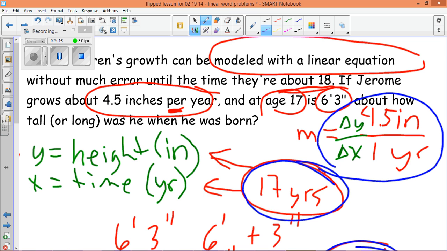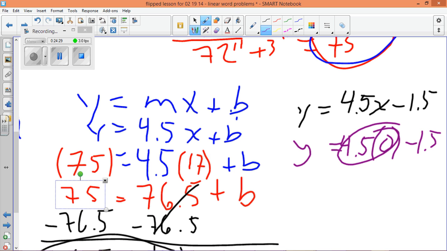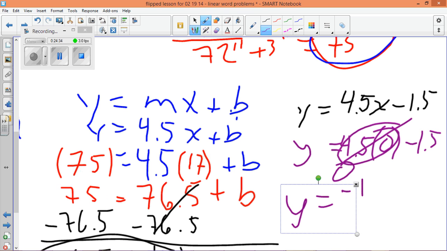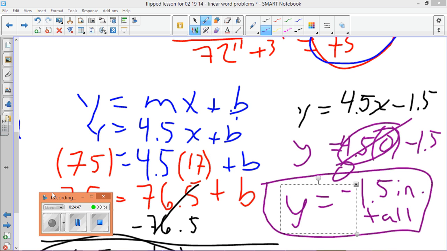Only one question here. How tall was he when he was born? Well, that's when x is 0. 4.5 times 0 minus 1.5 equals y. This whole thing is 0, and so Jerome must have been negative 1.5 inches tall. This clearly is nonsense, but if I gave you this on a test, I would have to give you full credit because I didn't make sure that my numbers made sense. In the real world, numbers generally make sense.